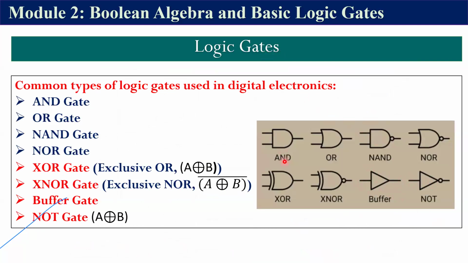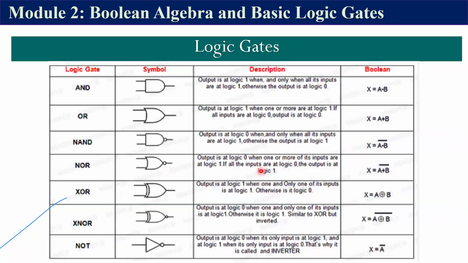Okay, now, here we have... Let me quickly talk about this exclusive OR. The output is at logic 1 when one and only one of its inputs is at logic 1. It is exclusive OR, as the word says, exclusive. Meaning, if you have 1 plus 1, it will not be positive, it will not be true. In the case of OR, if you have 1 plus 1, it will give you 1. But in the case of exclusive OR, if you have 1 or 1, it will give you 0. Please take note of that.